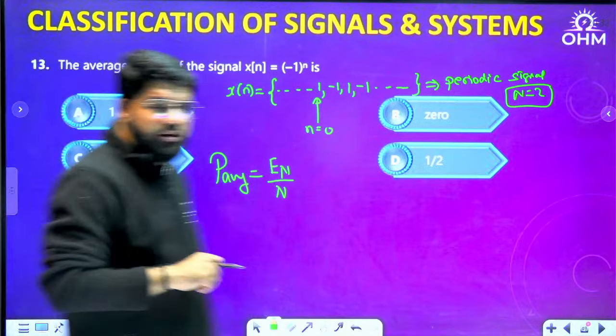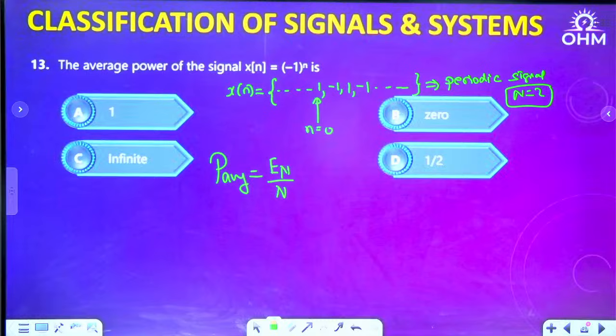I think the comments are hidden. Just a second.